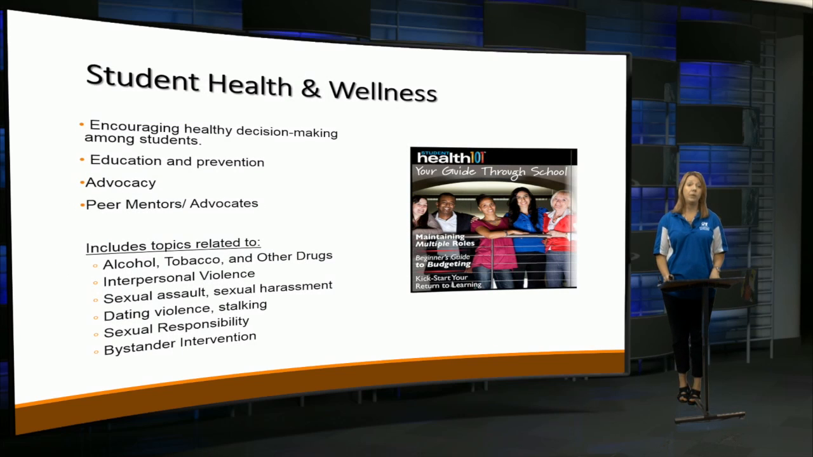We also have our Student Health and Wellness Office. This is an office that does a lot of education and prevention related to things like alcohol, tobacco, other drugs, all different types of interpersonal violence situations. In addition, we have advocacy, especially for our interpersonal violence, our Title IX situations. We are able to provide advocates for that. Additionally, we train students to become peer mentors or peer advocates to go out and educate others on campus about these issues.